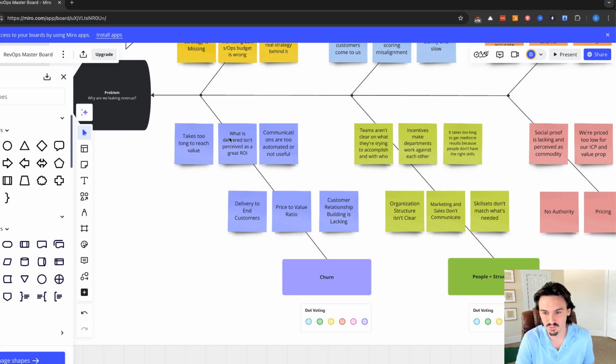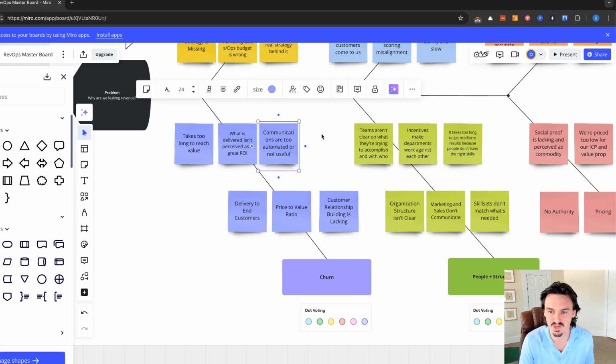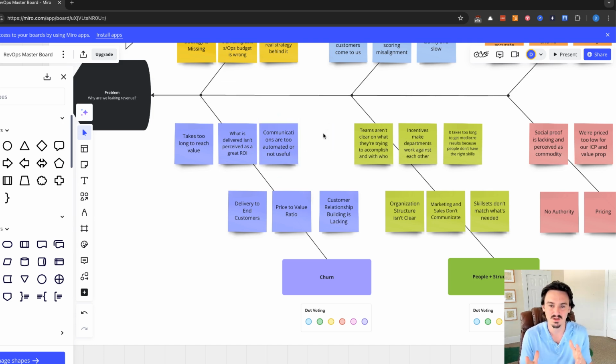Next, price to value ratio. What is delivered isn't perceived as a great ROI. So maybe you're delivering fast, but there's not enough. And so people get to the end of their contract terms and they say, why are we paying for this? Why would we renew? And they churn. Last, customer relationship building is lacking. That means the highlighted root cause is communications are too automated or not useful or frequent enough. And so these are the main things we see with churn, the highlighted root causes that cause revenue leakage.